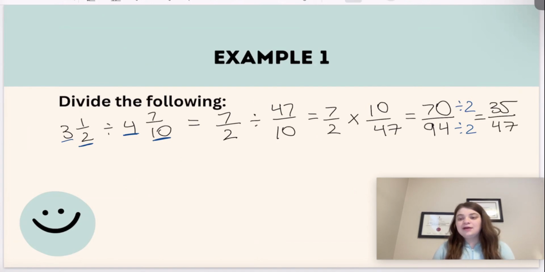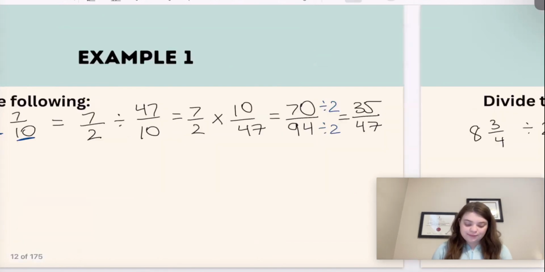And then at this point, I can't actually reduce this any further because 35 and 47 do not have any common factors other than just 1. And so 35 over 47 is my final answer here. All right, I'm going to go through one more example.